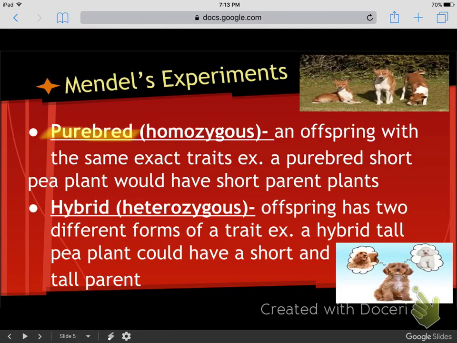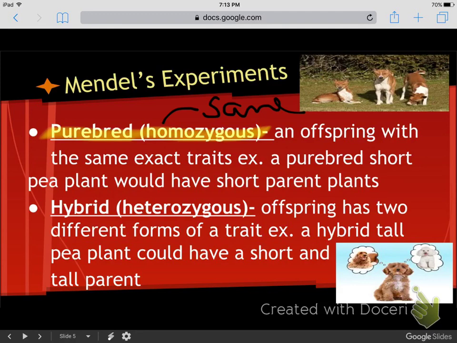Now there's also another word for purebred, which is why I have it in parentheses. It's called homozygous. The prefix homo means same. So homozygous is an organism with the same traits, okay?